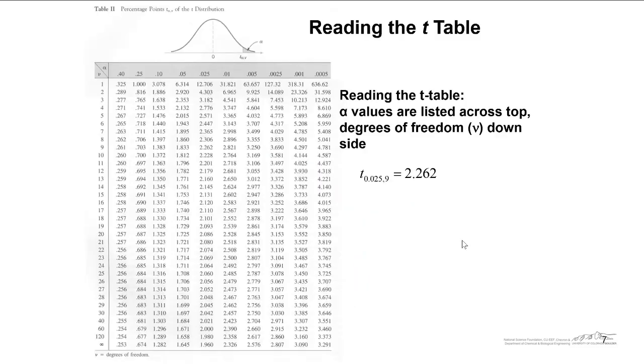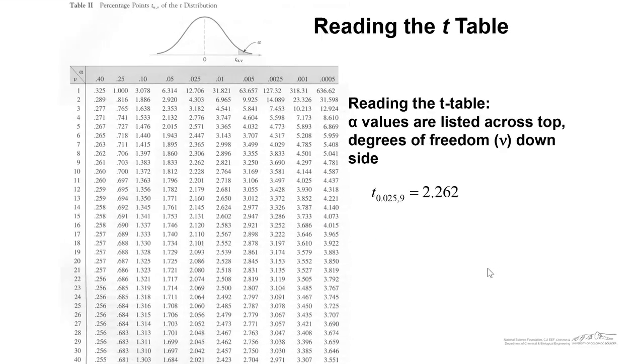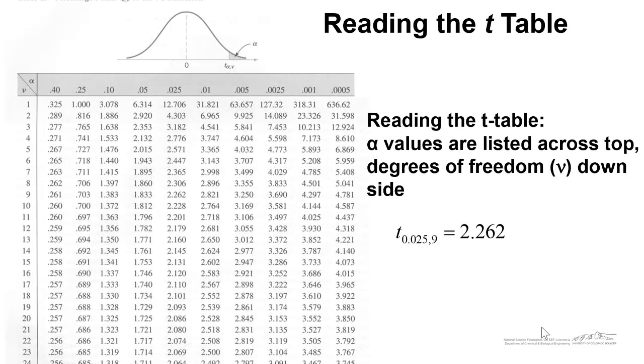The back of your book has these t tables. It's a little bit different than the standard normal distribution. We've got alpha going across the top. So this is different alpha that's in the tail, the right tail in this example shown. Then we have different rows for our different degrees of freedom, which is nu.